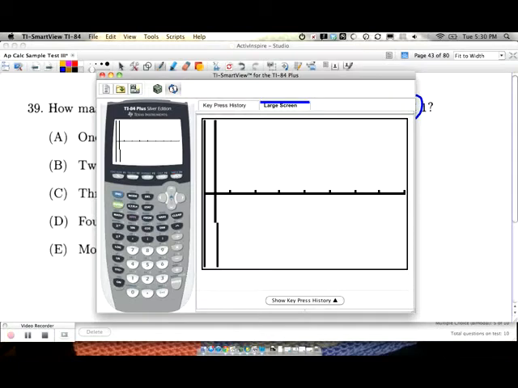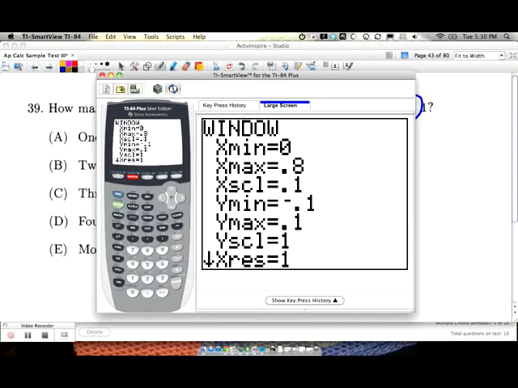Let's double check that again. So if I go to the window, I'm going from, whoa, whoops, I totally have the wrong one. So I'm going from 0.8 to 1.1. Down here my scale, I'll do 1.